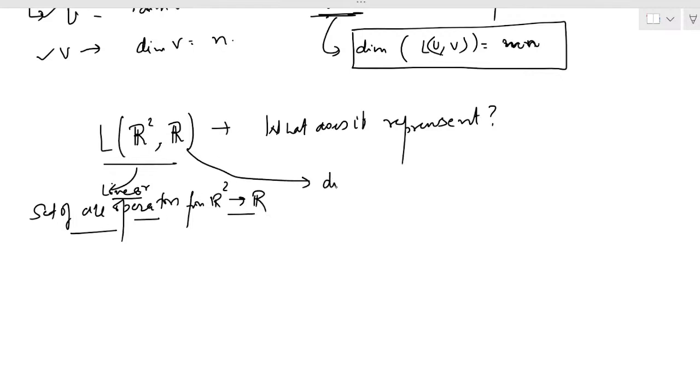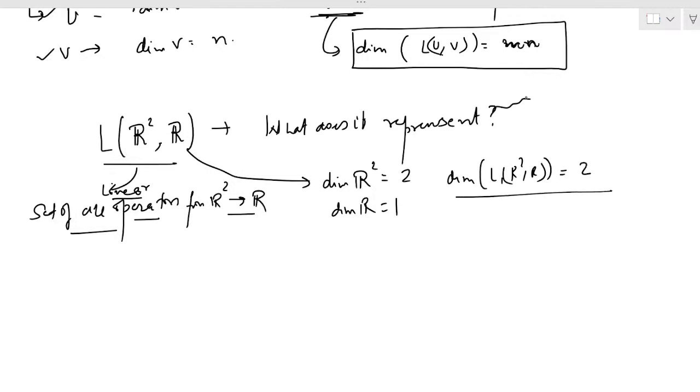So clearly, the dimension of R square is what? Dimension of R square is 2. Dimension of R is what? It is equal to 1. So the dimension of L from R square to R would be simply 2. So what does it represent? This particular thing would effectively represent a plane only.